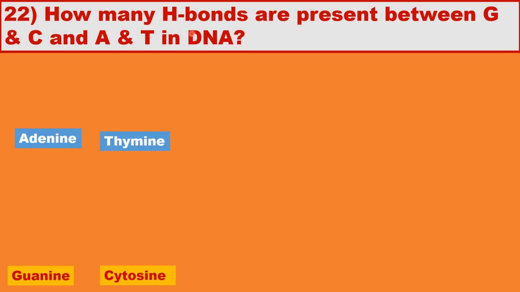Let us see the next question. It is very, very important. It is asked in all the competitive examinations from NEET to GATE CSIR. The question is, how many hydrogen bonds are present between guanine and cytosine and between adenine and thymine in DNA? Guanine, cytosine, adenine, and thymine are nucleic acid bases in DNA.